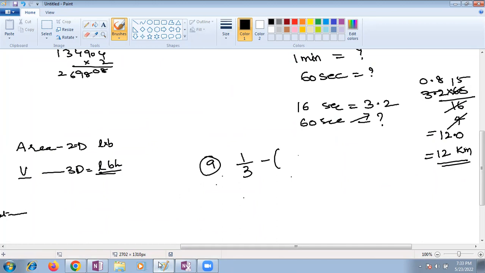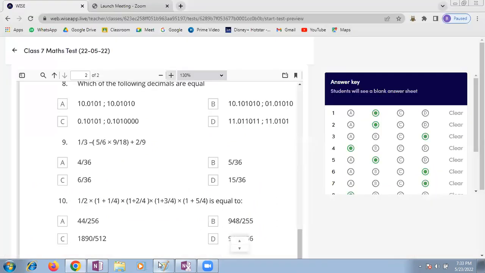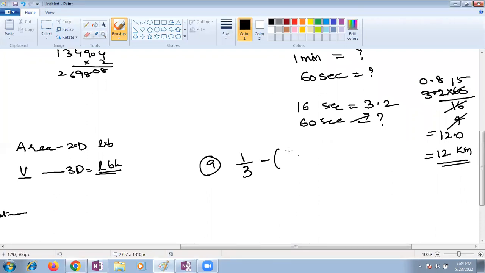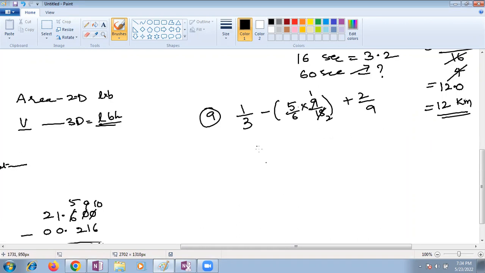1 by 3 minus 5 by 6 into 9 by 18, brackets close, and plus 2 by 9. This is very simple, Nana. By looking at 9 and 18, you can cancel here. We get 1 by 2, and make it simple so your calculation becomes easy. You can do it directly also, but the calculation is simpler here.